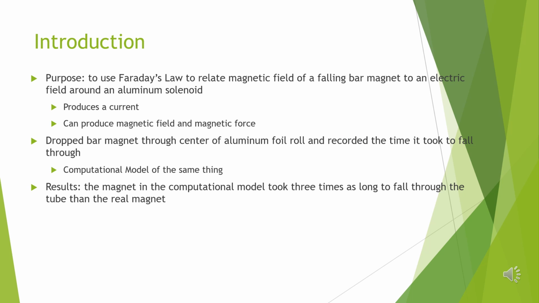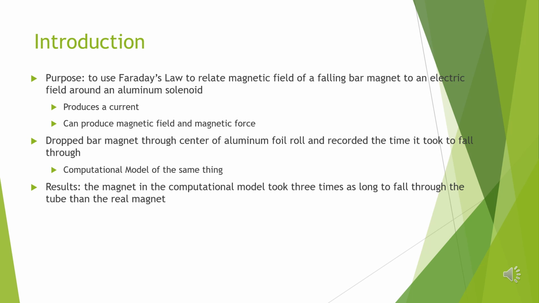The overall purpose of this lab was to use Faraday's Law to relate the magnetic field of a falling bar magnet with respect to time to an electric field around an aluminum solenoid which could produce a current. We'll see that this current produced a magnetic field which exerts a force on the source of the external magnetic field. For the experiment, we dropped a bar magnet through the center of a roll of aluminum foil, which acted like a solenoid, and recorded the time it took to fall all the way through the solenoid.